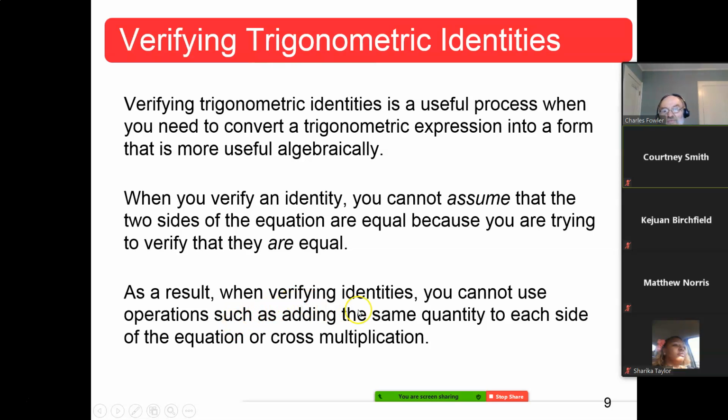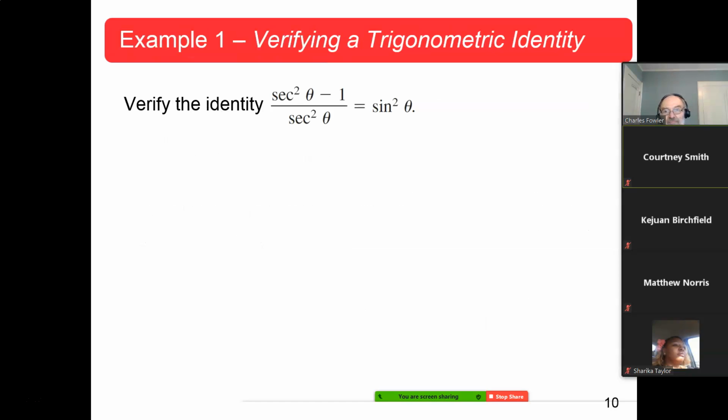As a result, when you're verifying identities, you cannot use operations such as adding the same quantity to each side, or cross multiplication. You cannot cross the equal sign. Keep that in mind. The steps you use for solving equations, do not use those when you're verifying identities. Stay on one side or the other, but don't cross the equal sign. So here's the first one.